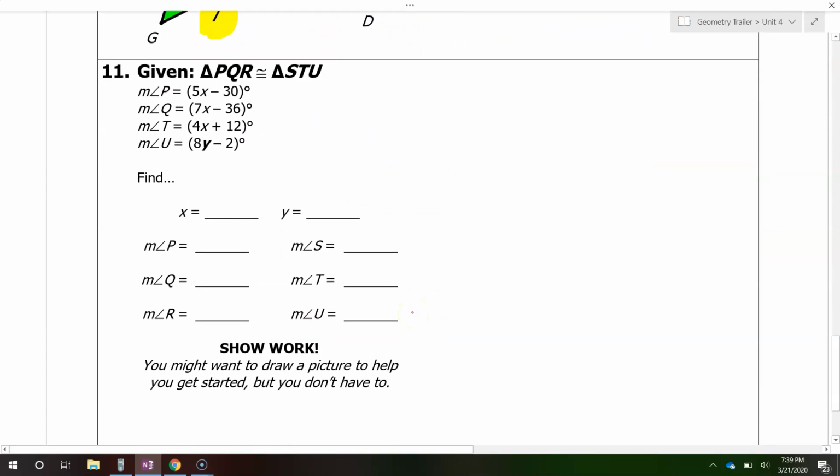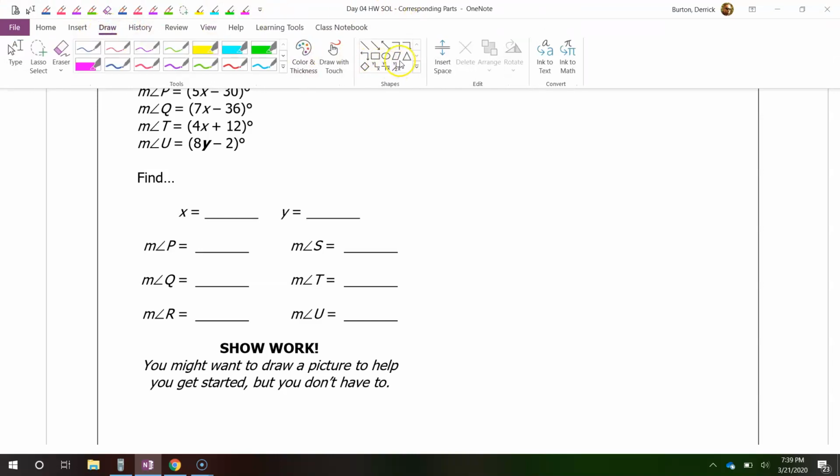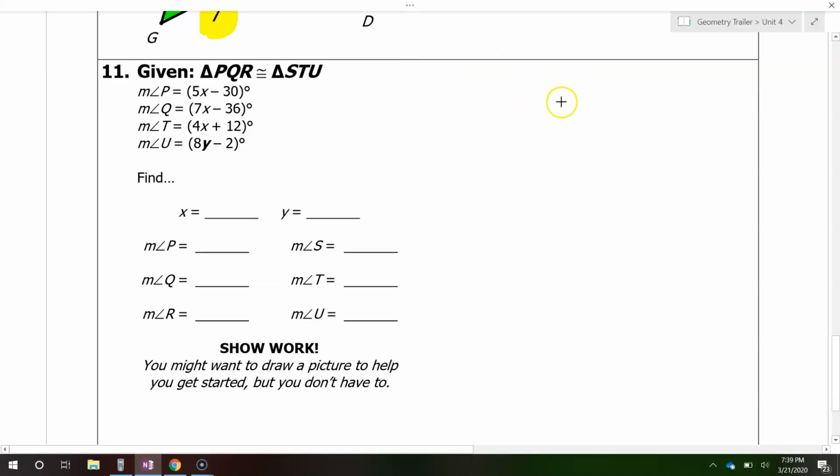Okay, number 11. We need to solve for these variables and then use them to find the missing angles. You might want to draw a picture, but you don't have to. I think we should draw a picture. Why not make our lives easier?